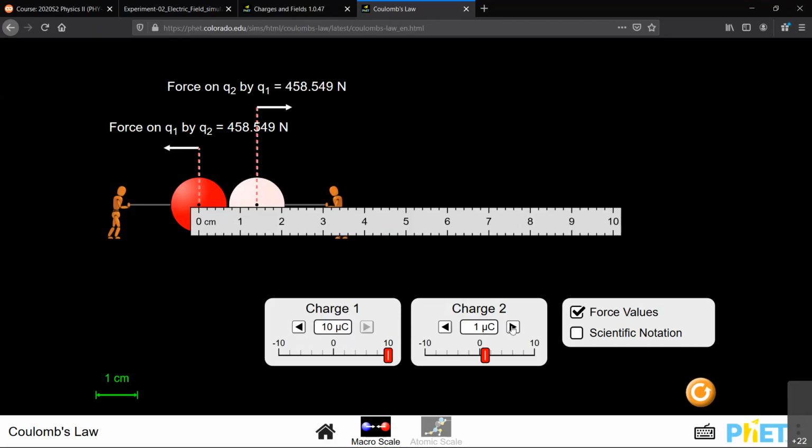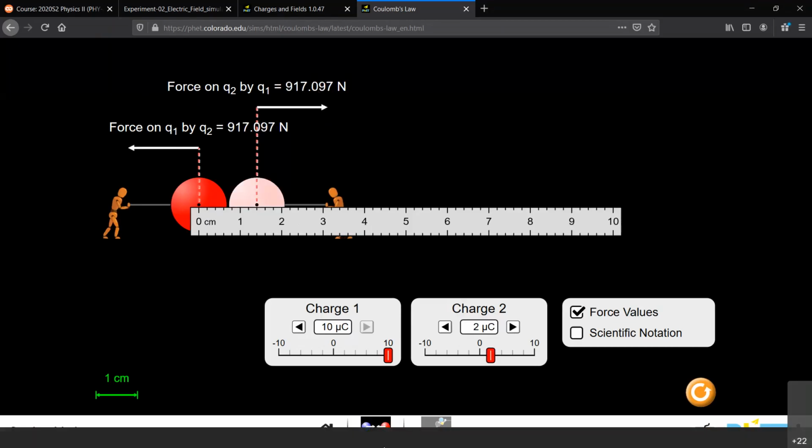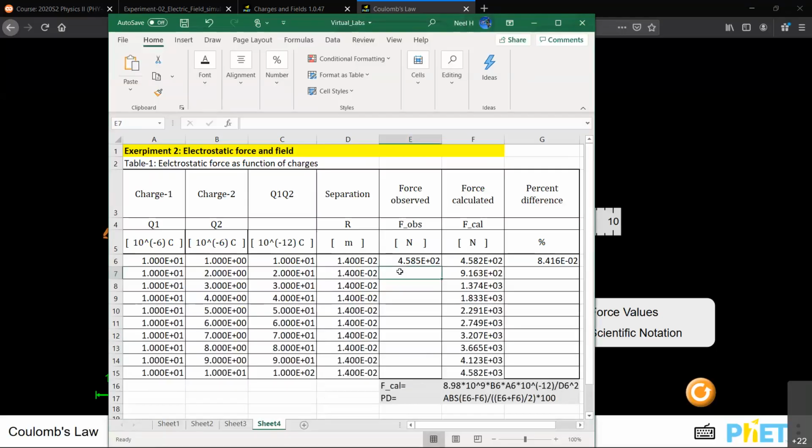Then we'll change, by clicking this arrow, the charge of object number 2 to 2 microcoulomb, and the force changes to 917.09. So just get that number and put it here, 917.09. That's all, really. And then the calculated value, you have to calculate it.